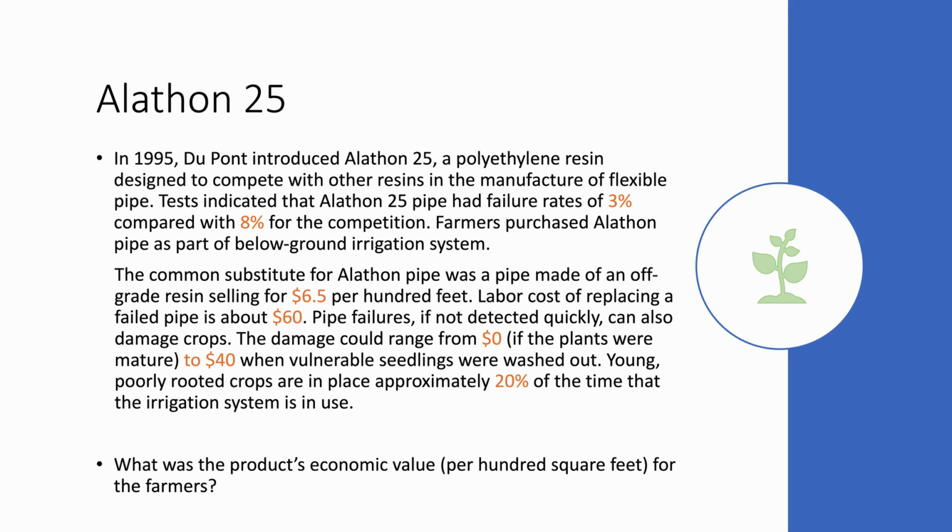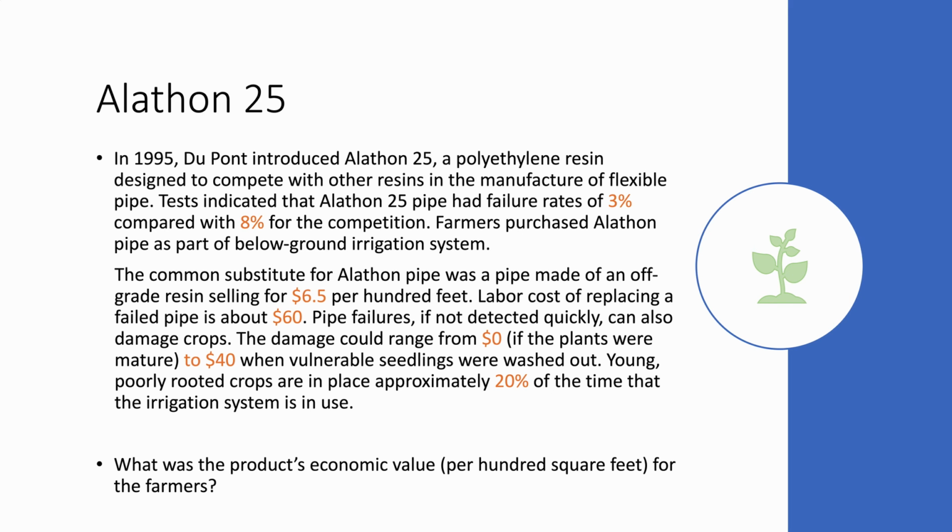Alathon 25. In 1995, DuPont introduced Alathon 25, a polyethylene resin designed to compete with other resins in the manufacture of flexible pipe. Tests indicate that Alathon 25 pipe had failure rates of 3% compared to 8% for the competition. Farmers purchased Alathon pipe as part of a below-ground irrigation system. The common substitute for Alathon pipe was a pipe made of an off-grade resin selling for $6.50 per 100 feet. Labor cost of replacing a failed pipe is about $60.